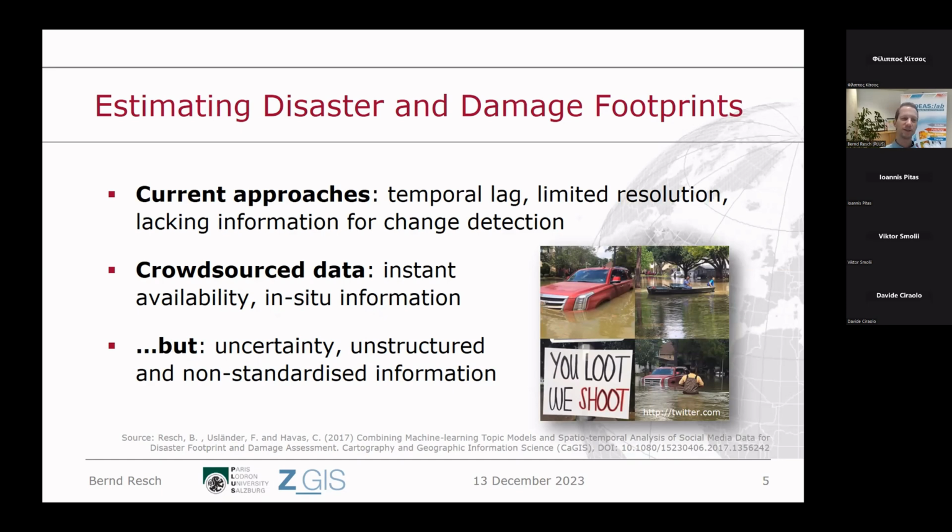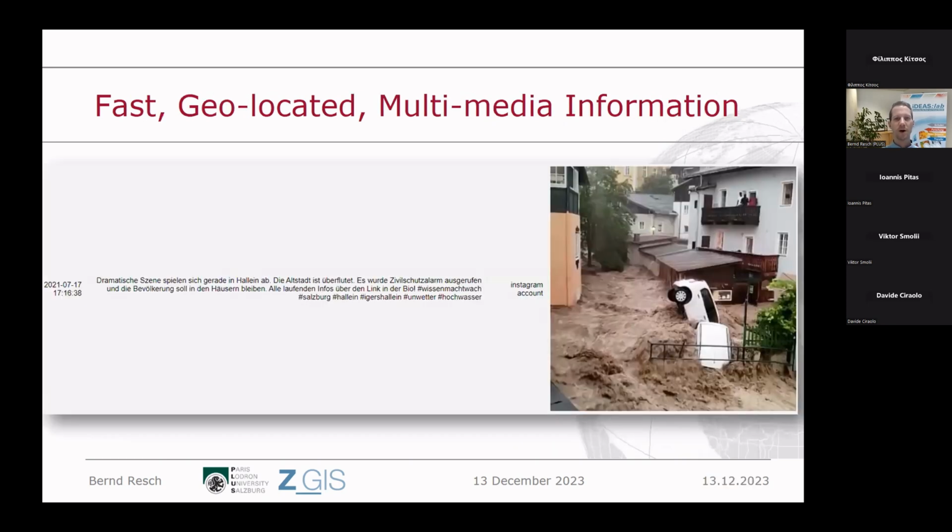So in terms of uncertainties, we do not always know whether people post about their immediate surroundings, whether when they post, they refer to past, present, or future events. But in general, we see that social media have developed towards a very reliable data source for disaster information when you do the analysis properly. Okay, so this is the information that we see.